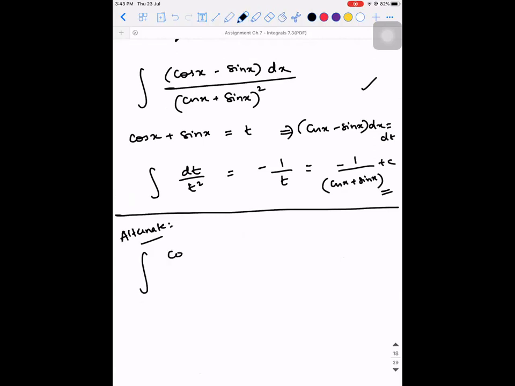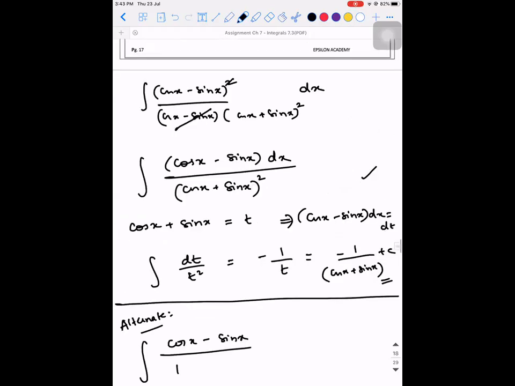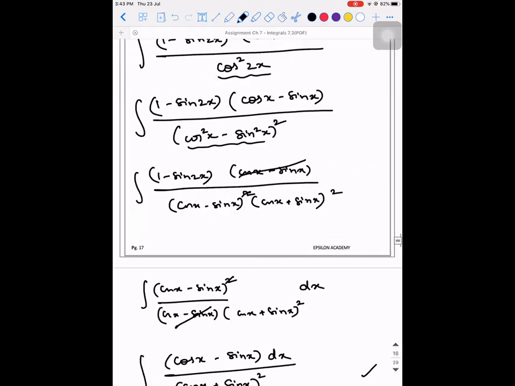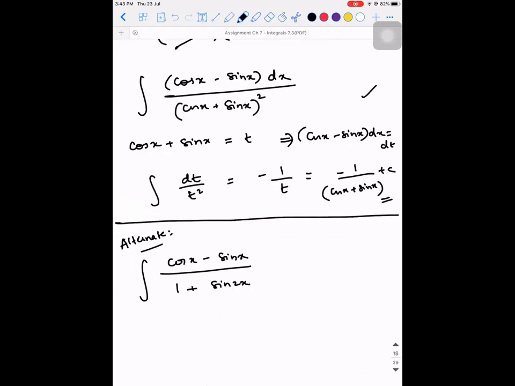So, integral of cos x minus sin x divided by, what is it? 1 plus sin 2x. So 1 plus sin 2x means... You want me to leave it as sin 2x, or you want me to write it as 2 sin x cos x? Sir, we'll write it as 2 sin x cos x. So I'm changing it. I'm writing it as 2 sin x cos x.